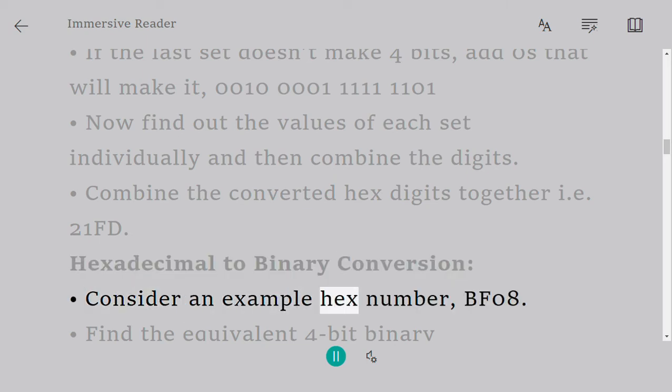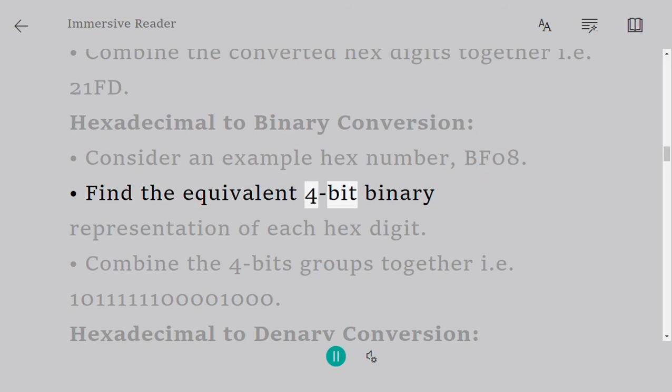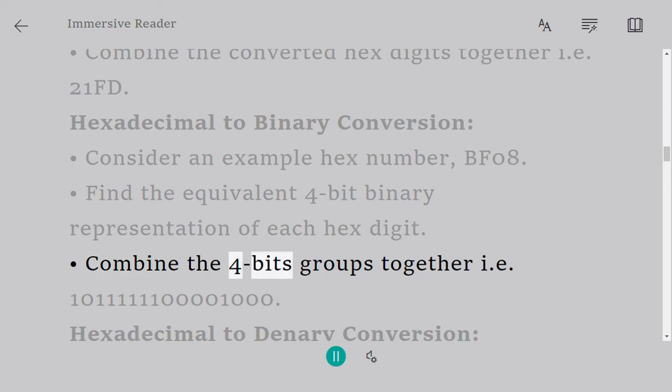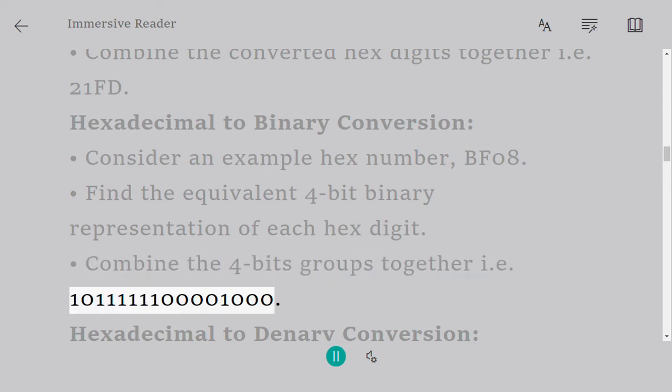Hexadecimal to binary conversion. Consider an example hex number, BF08. Find the equivalent 4-bit binary representation of each hex digit. Combine the 4-bit groups together, that is 1011111000001000.